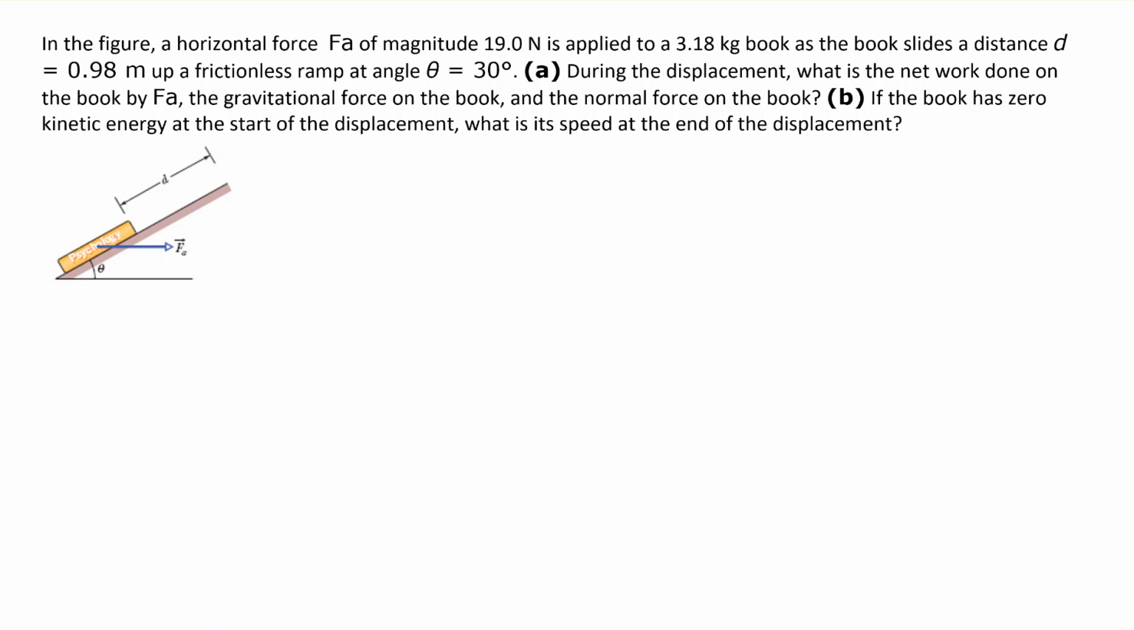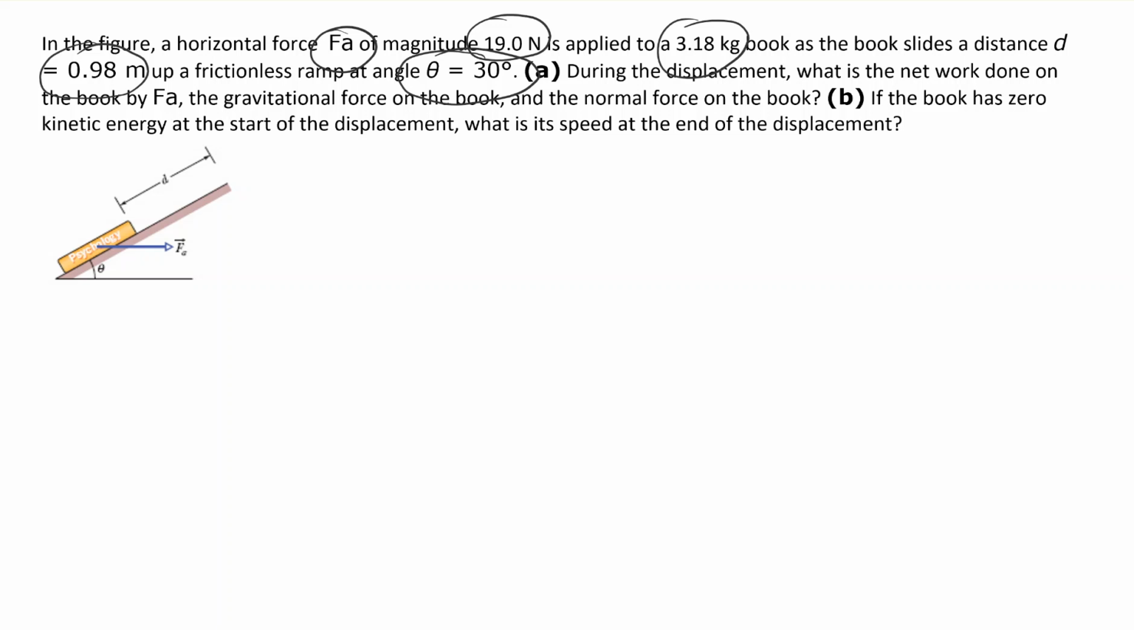In this question, we have a book being pulled up an inclined plane by a horizontal force Fa of magnitude 19 newtons. The mass of the book is 3.18 kg and the distance the book slides up the plane or the ramp is given as 0.98 meters. We're also told that the ramp is frictionless and the angle of inclination is 30 degrees.